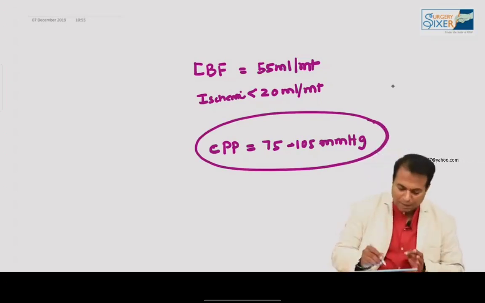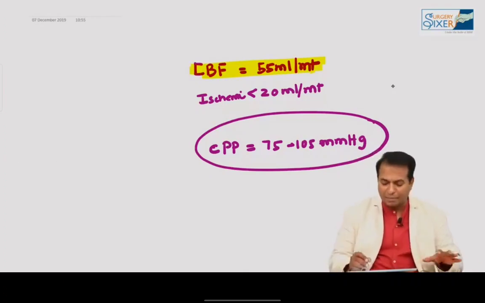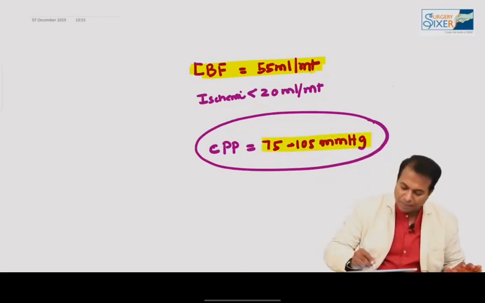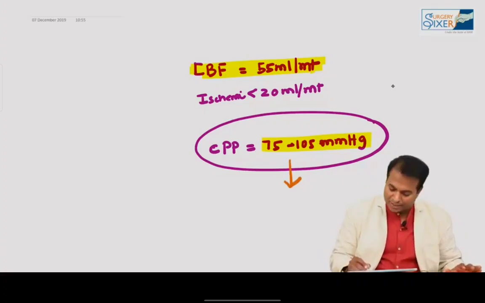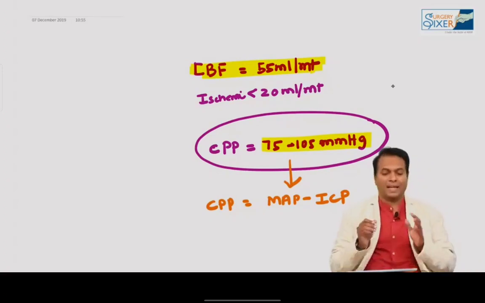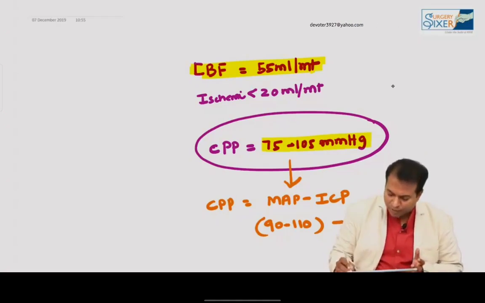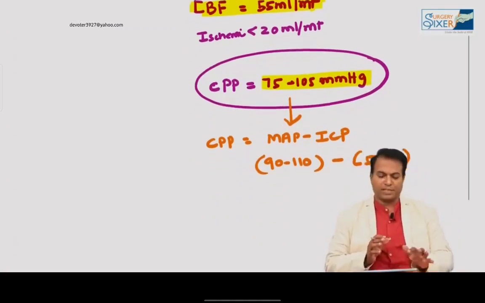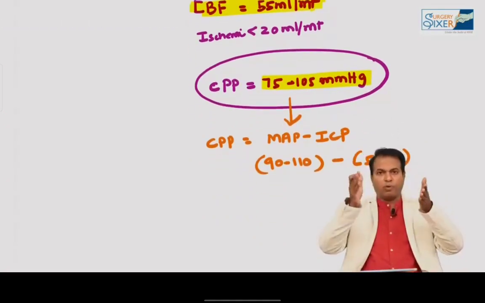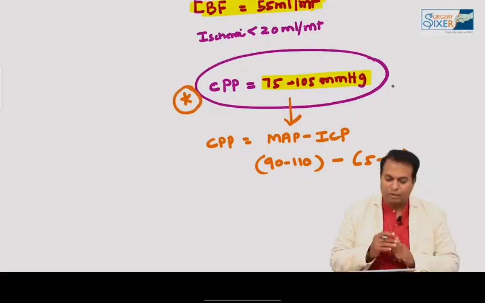So the cerebral blood flow of 55 ml per minute, how can you maintain this? It can be maintained when the CPP, cerebral perfusion pressure, is 75 to 105 millimeters mercury. It is nothing but mean arterial pressure minus intracranial pressure. What is the mean arterial pressure? 90 to 110, minus intracranial pressure of 5 to 15. This gives the value of cerebral perfusion pressure. You must know this, because for a cerebral blood flow of 55 ml per minute, the cerebral perfusion pressure should be 75 to 105 millimeters mercury.